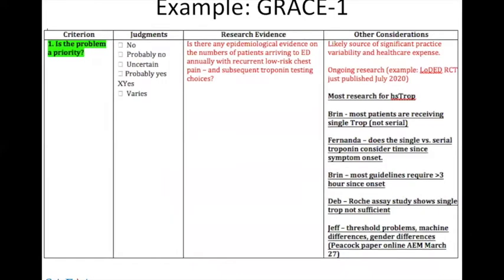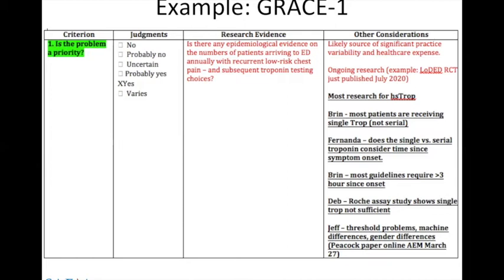So in GRADE 1, question number 1, is the problem a priority? This is the single troponin assessment versus serial troponin assessments in low-risk chest pain patients to make sure that there are no 30-day ACS adverse outcomes. The judgment of this group was, yes, this is a priority. The research evidence comment written was, is there any epidemiological evidence on the numbers of patients arriving to the ED annually with low-risk chest pain and the subsequent troponin testing choices? So it seems like there wasn't a rich evidence base on this.